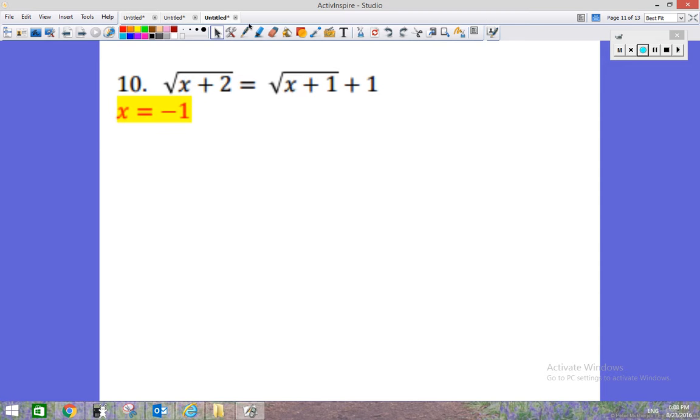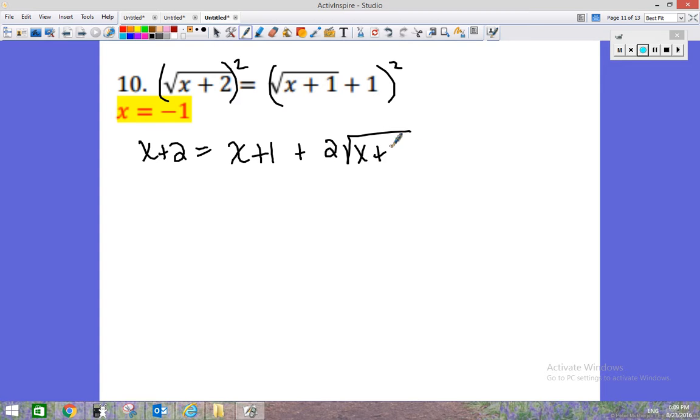Alright, so let's take a look now at number 10. If I square that and I square that, I get x plus 2. Over here, if you have to construct a table, you'll get x plus 1 plus 2 of these radicals plus another 1. So I have to get this term by itself.